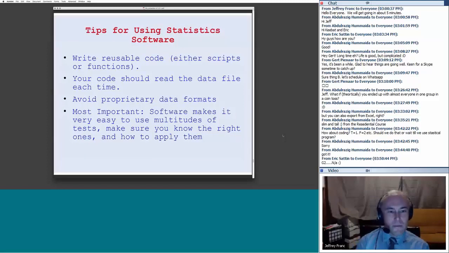Just to finish up, if any of you are using statistics software on your own, here are a couple of tips that come from thousands of hours of statistical analysis on my part that have cost me massive amounts of time. Write reusable code, okay? Either write scripts or functions, and your code should read the data file each time. Why? Because inevitably, this has happened to me so many times, you do your entire analysis and you find out that somewhere in the data a mistake was made.